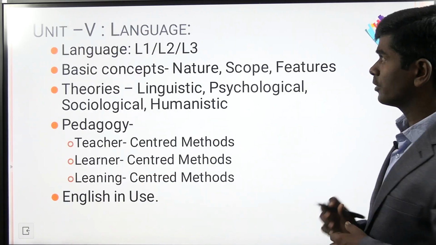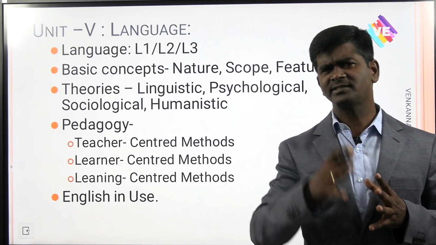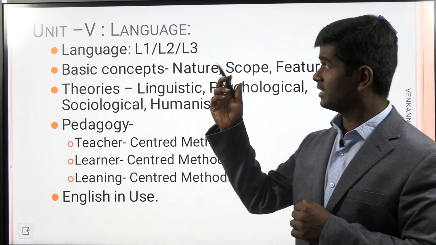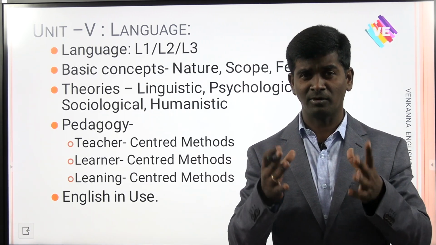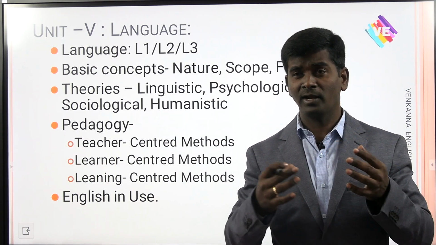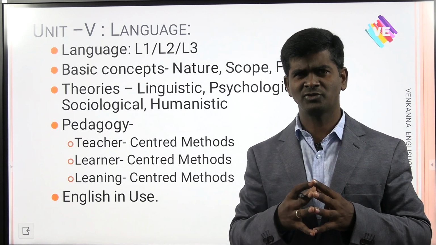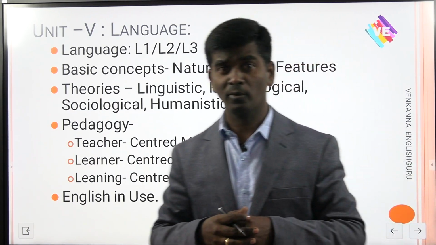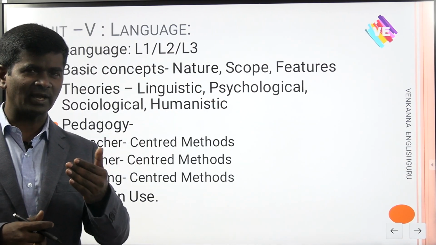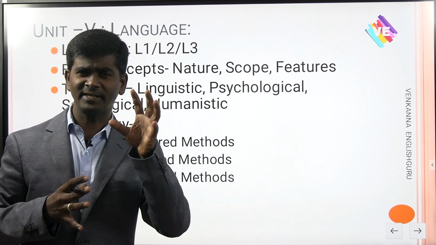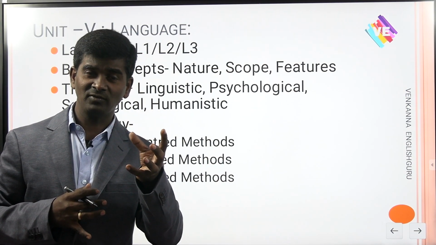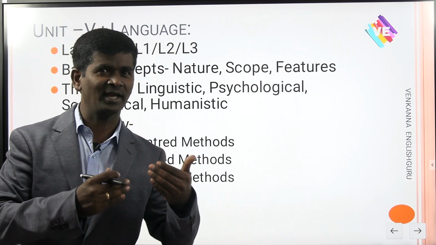Next, when we talk about Unit 5 and 6, these are related to English language teaching. These are related to language. So see, language: what is first language, second language, third language, how English is used as L1, L2, L3, and the basic concepts of language. Linguistics, here we need to talk with regard to linguistics. What is the nature of language, scope of language, what are the major features of language, what are the characteristics, linguistic features, sociological features, philosophical features, psychological features of language.